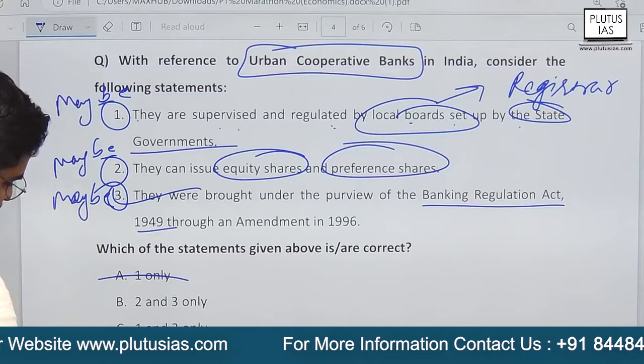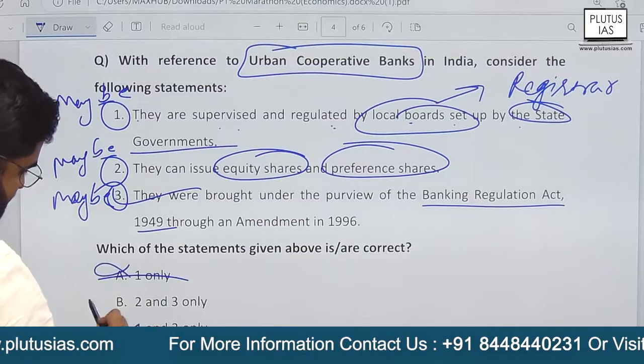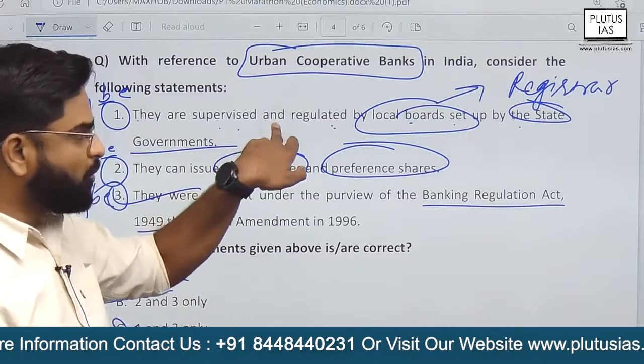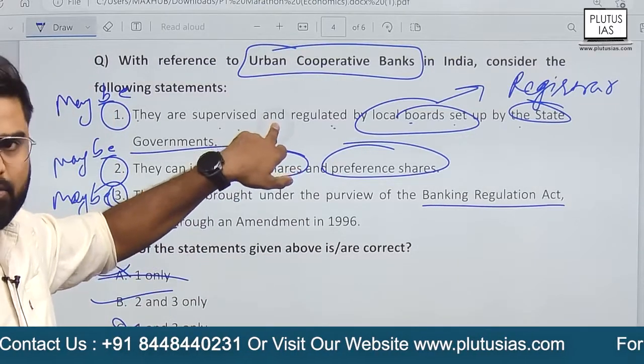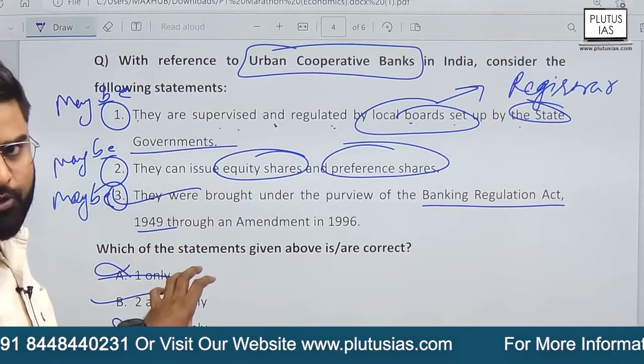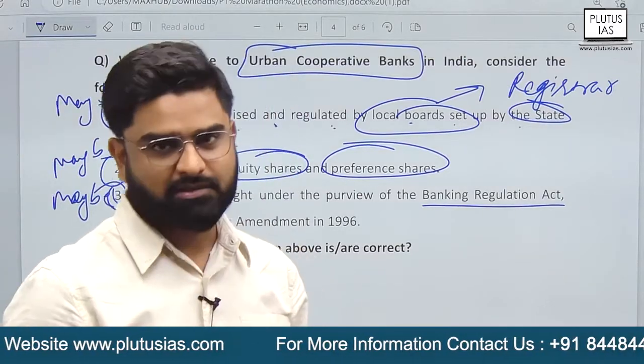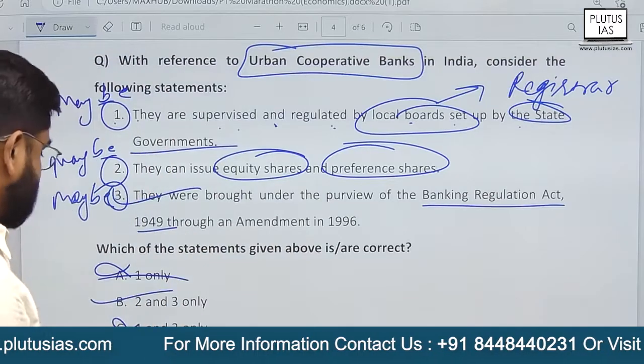Any option? If the first is wrong, that means this one is gone, this one is gone, this one is gone. Oh wow, it directly becomes 2 and 3. So if you know only this statement 1, whether it is right or wrong, you could put the answer here. But if you do not know the first statement, it will become very hard for you to predict the answer. Anyway, let's move on.